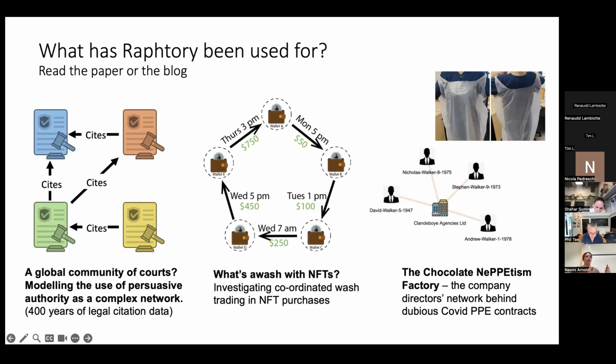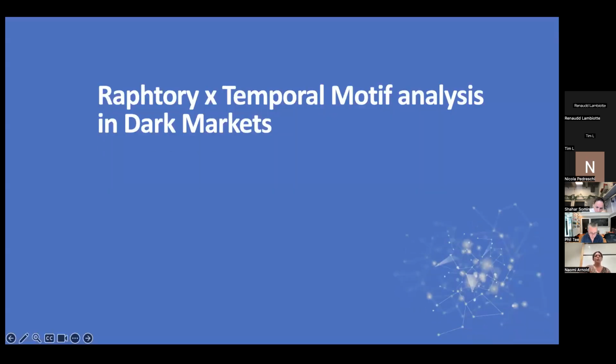On the Raphtory website, you can maybe take a look at these if you're interested. But the main focus of what I'd like to talk about today is some research I did during my postdoc at Queen Mary, using temporal motifs implemented in Raphtory to study dark web marketplaces, and some of the findings we've had on that.